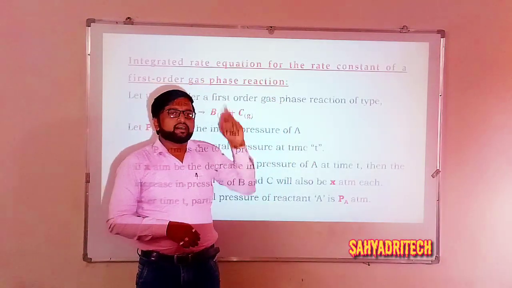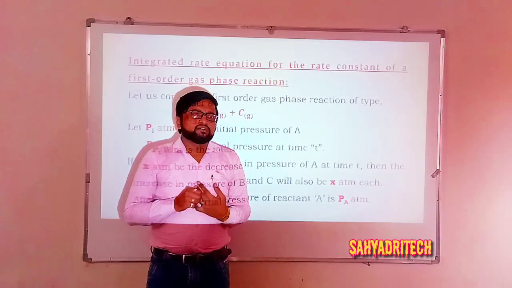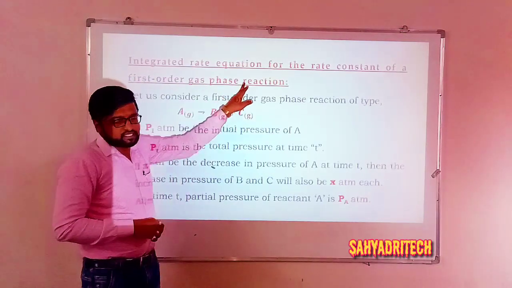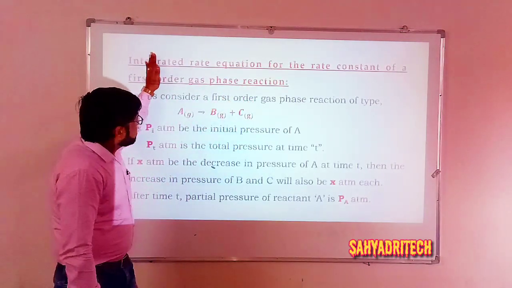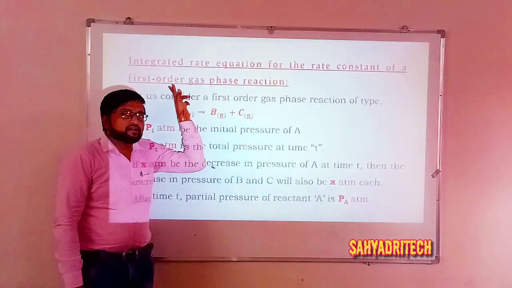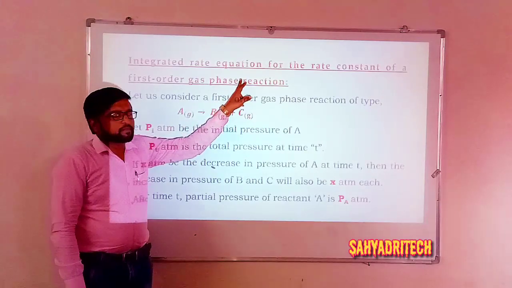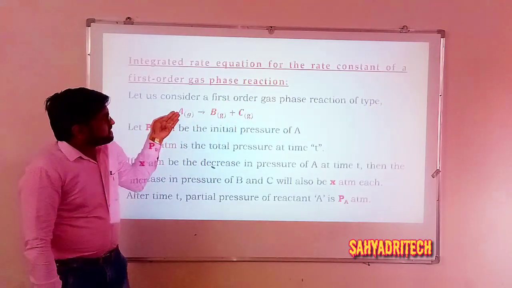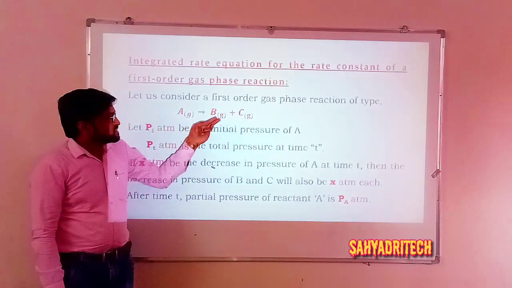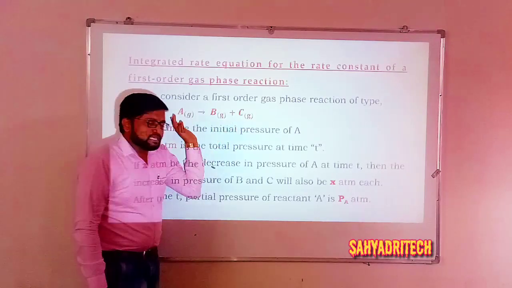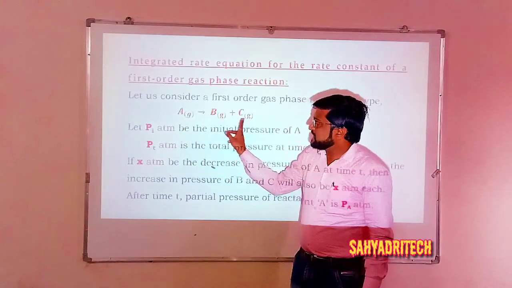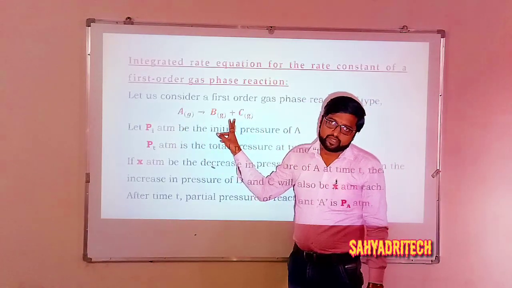So first order, and all the reactants involved in the balanced equation are gaseous species, hence it is a gas phase reaction. So what we are discussing is the integrated rate equation for the rate constant of a first order gas phase reaction. Well, here I considered a general form. One of the general first order gas phase reactions, A gives rise to B plus C. So here A indicates the gaseous reactant, B and C indicate the gaseous products.